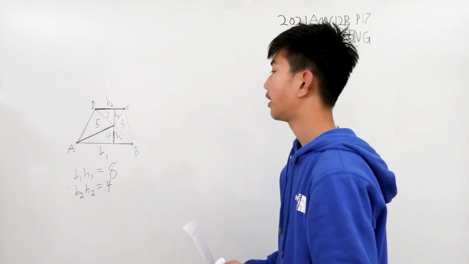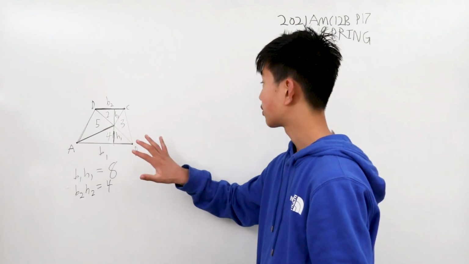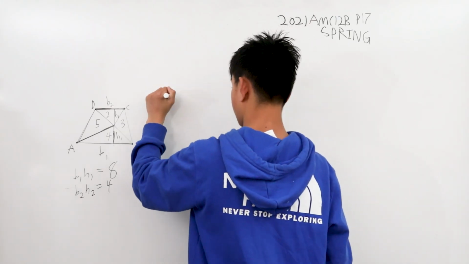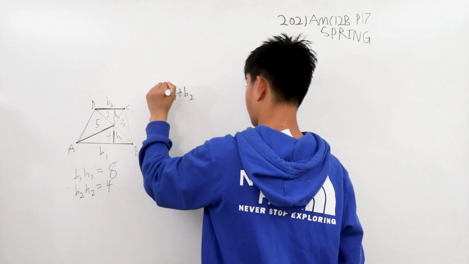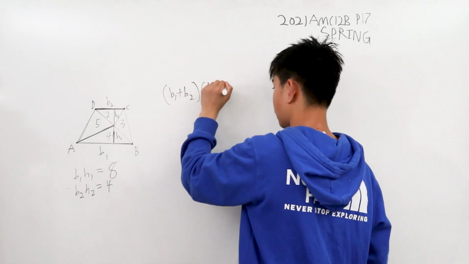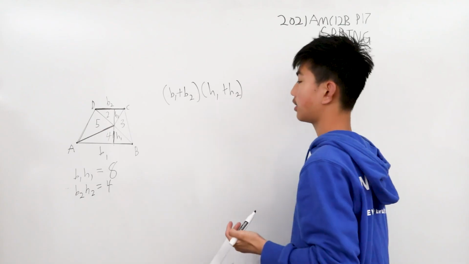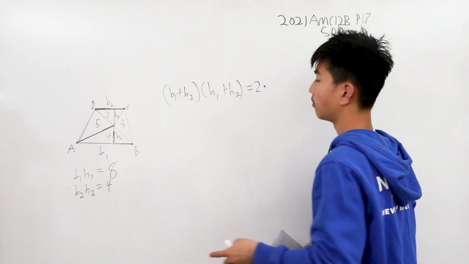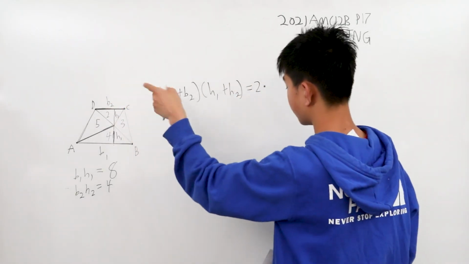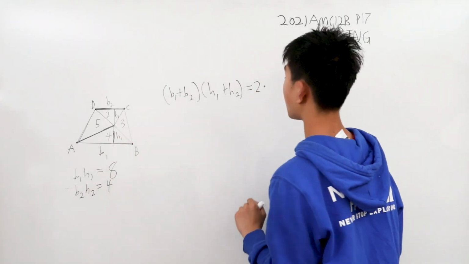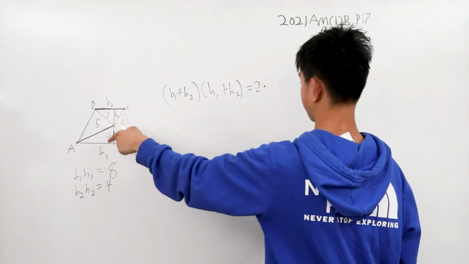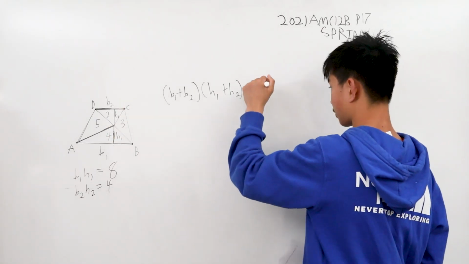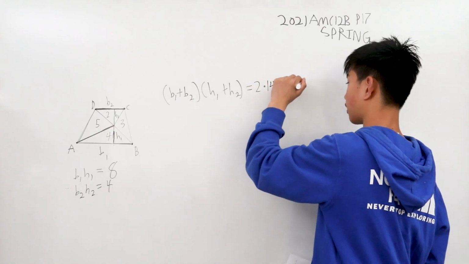Now we can also get an equation for the total area of the trapezoid. The total area would be the sum of the bases times the sum of the heights divided by 2. But since you again multiply the 2 over, this becomes 2 times the sum of all the areas: 2 plus 3 plus 4 plus 5. 2 plus 3 is 5, 5 plus 5 is 10, 10 plus 4 is 14. So 2 times that, the total is 28.